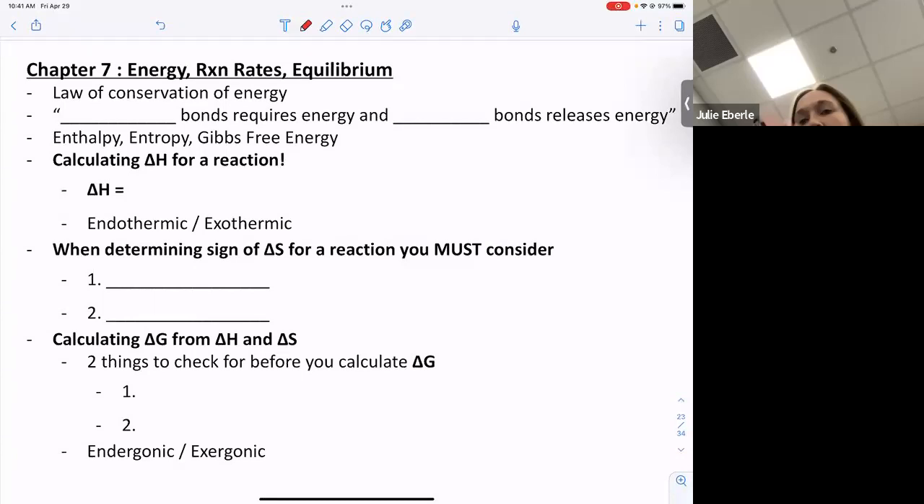Okay, so the first thing we talked about was the law of conservation of energy, which essentially we said breaking bonds.